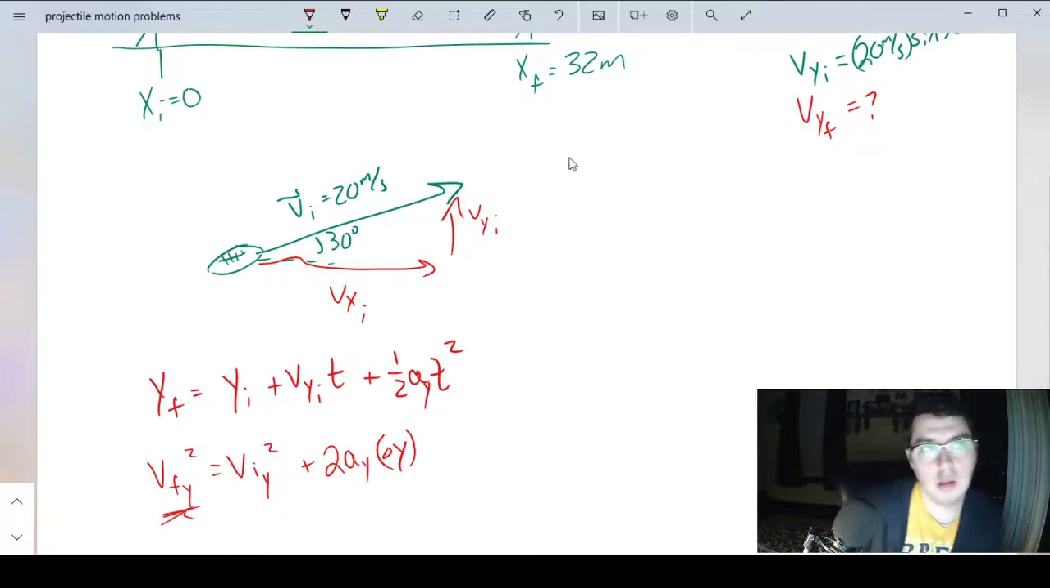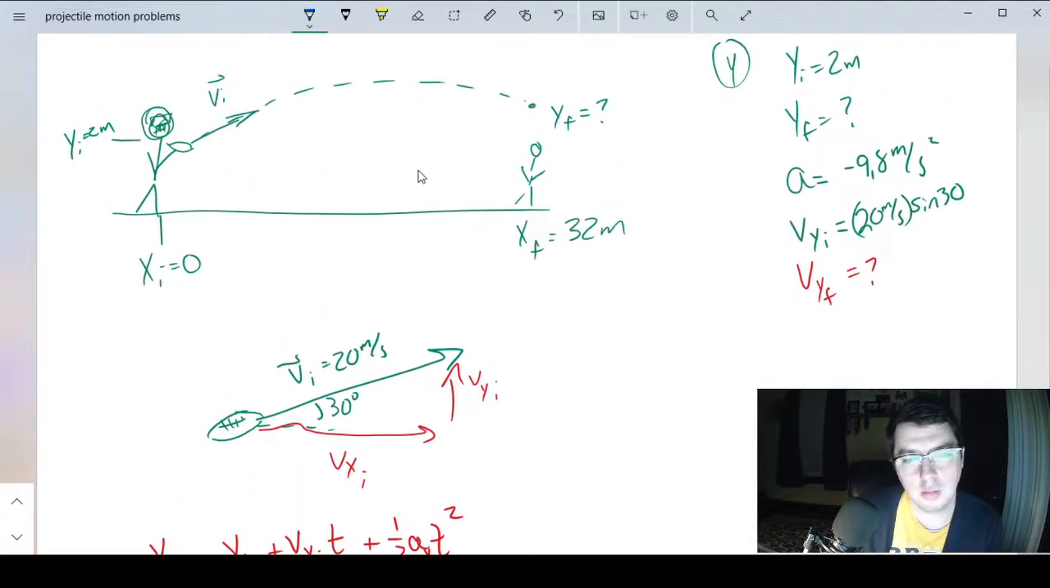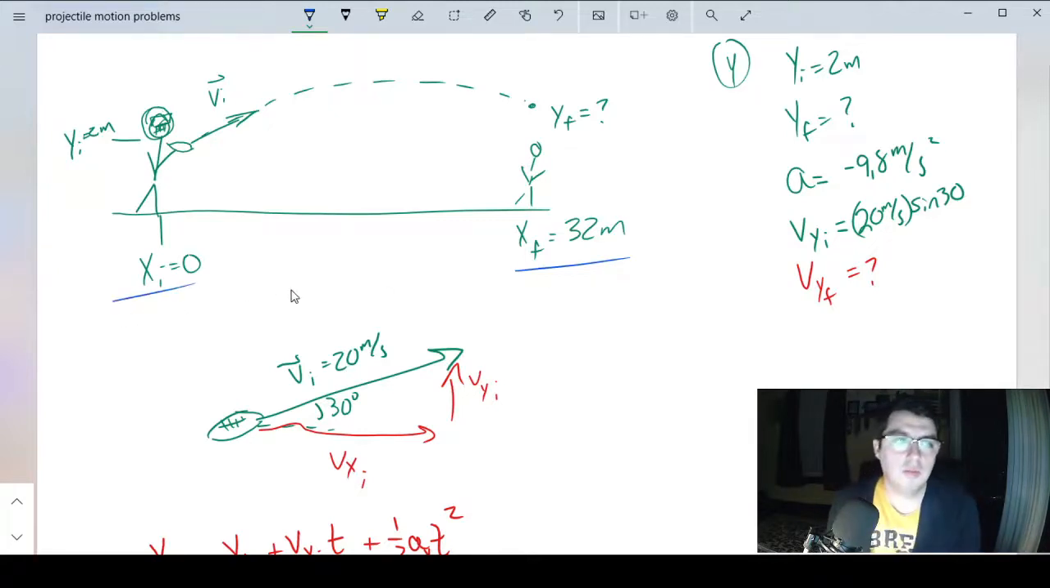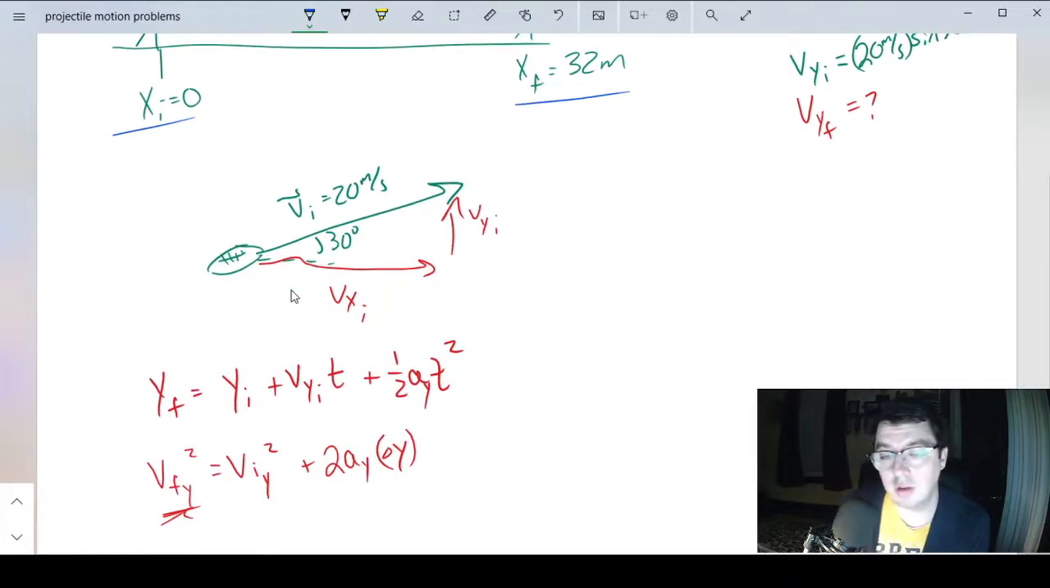But wait, we haven't thought about the x direction yet. In the x direction, I'm going to switch colors because I'm talking about x. We know that, let's go up just a little bit. There's our picture again. We know our final position and our initial position. And I know the x velocity because there is no acceleration in the x direction. So I can say in the x direction, x final equals x initial plus vx times t.